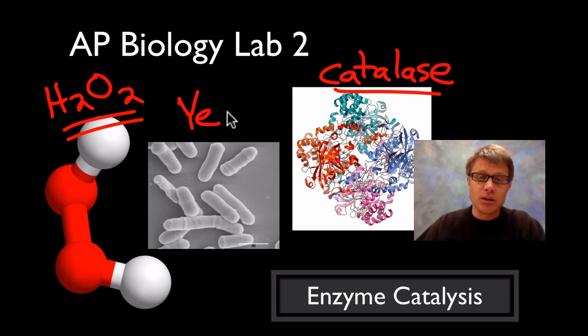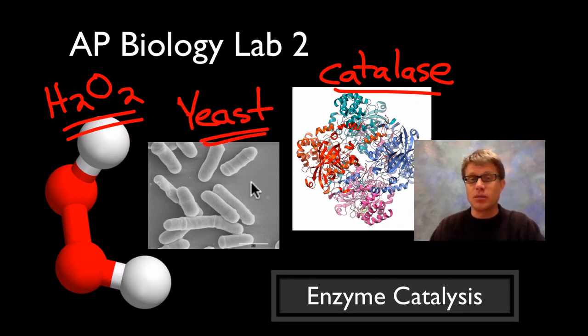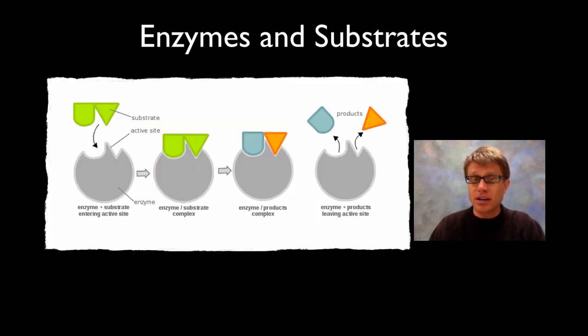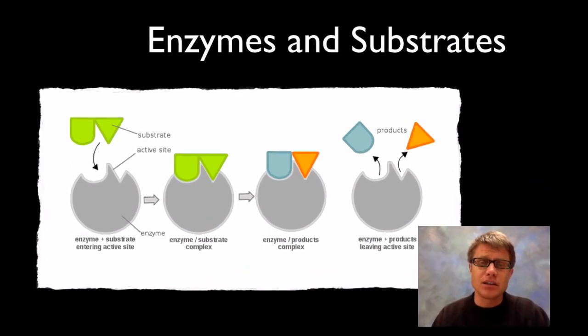The enzyme that we'll be using comes from yeast. So catalase from yeast in this experiment. Basically, we should talk about what an enzyme is. An enzyme is going to be a biological molecule that acts as a catalyst. A catalyst is going to be any chemical that speeds up a reaction, but it's not really consumed in the reaction itself. It's not a reactant or a product.